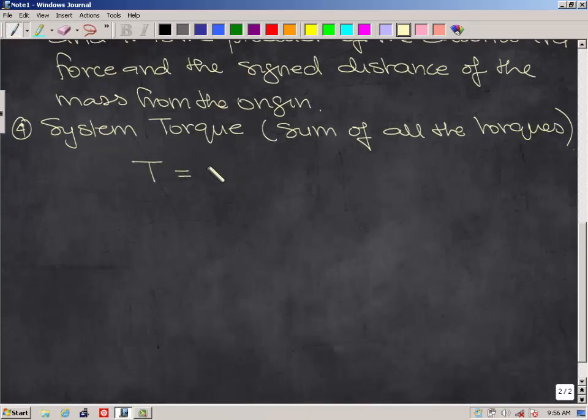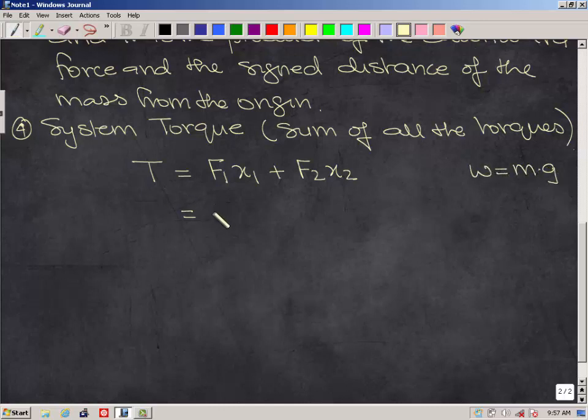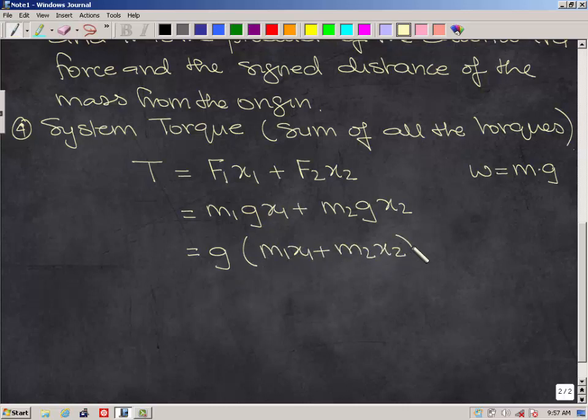So for the first mass we get F1, the downward force, times the distance, plus the downward force times the distance for the second mass. Remember, the downward force will just be the weight on that end, given by m times g. So it will be m1, the mass, times g, the gravitational constant, times x1, plus m2 times g times x2. You can pull a g out of the two quantities, so we get g times (m1 x1 plus m2 x2).